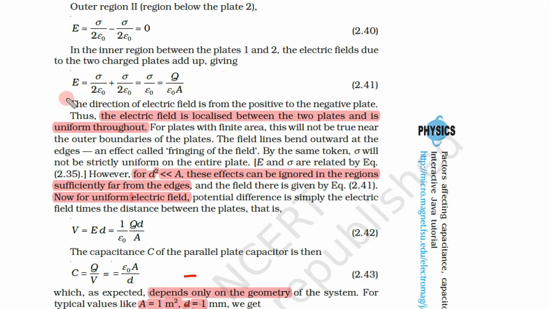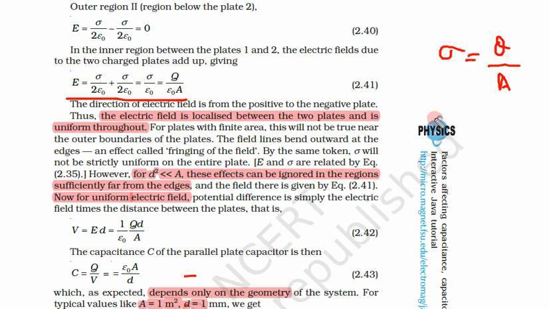Sigma upon epsilon naught, and when we put the value of sigma equal to Q by A, that we know, this becomes Q upon epsilon naught A. So the electric field is localized between the two plates and is uniform throughout. What we are saying is that the electric field between these two plates is uniform, that its intensity is uniform.